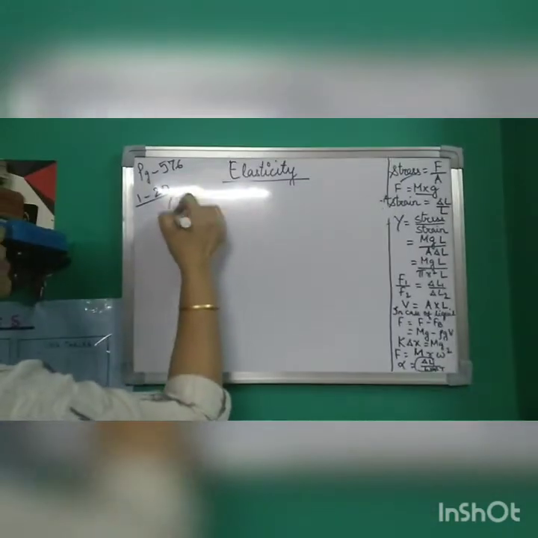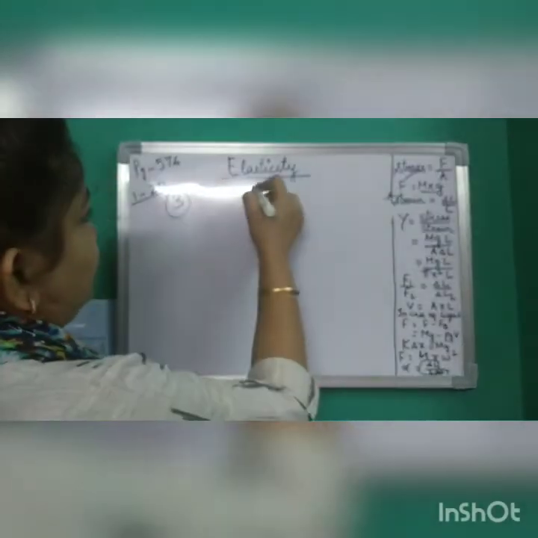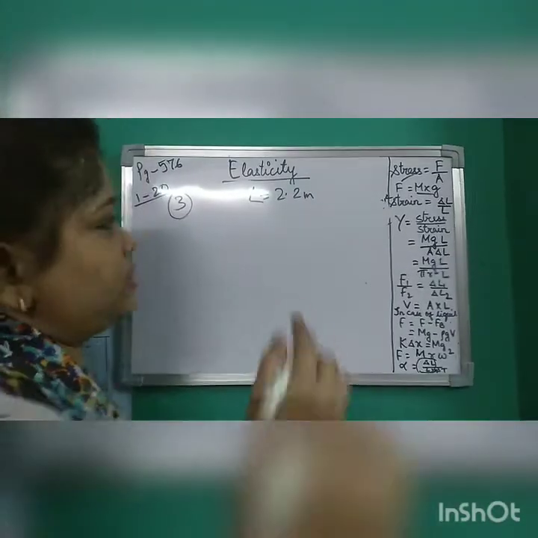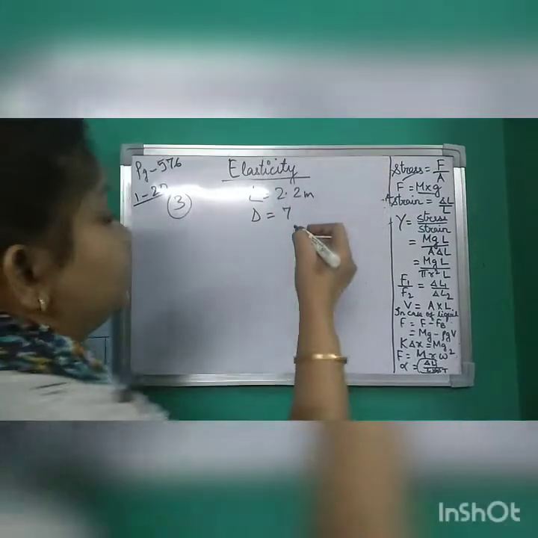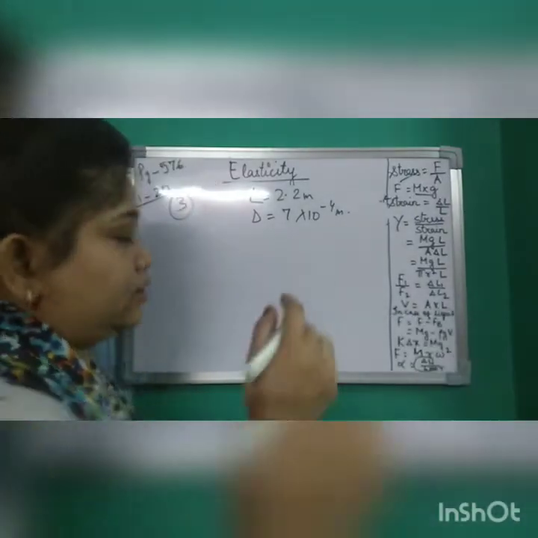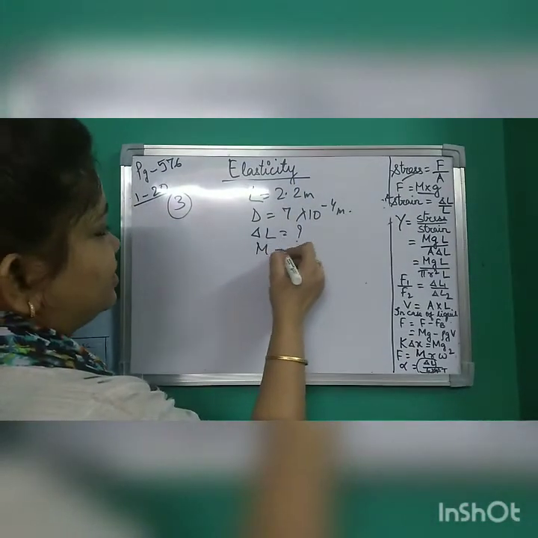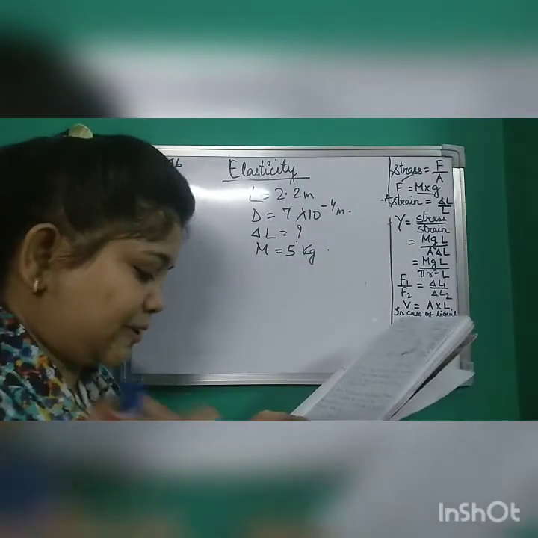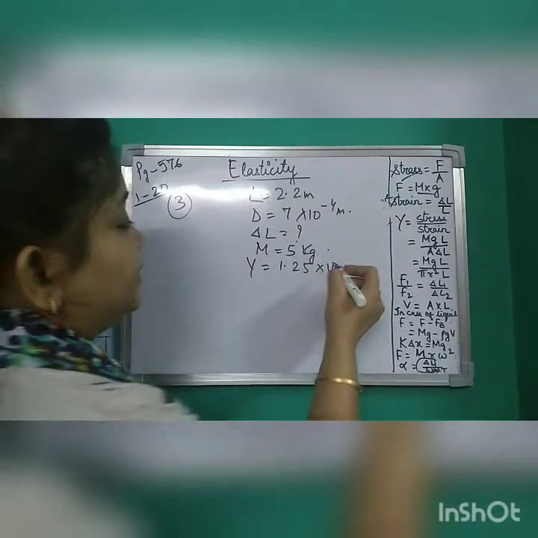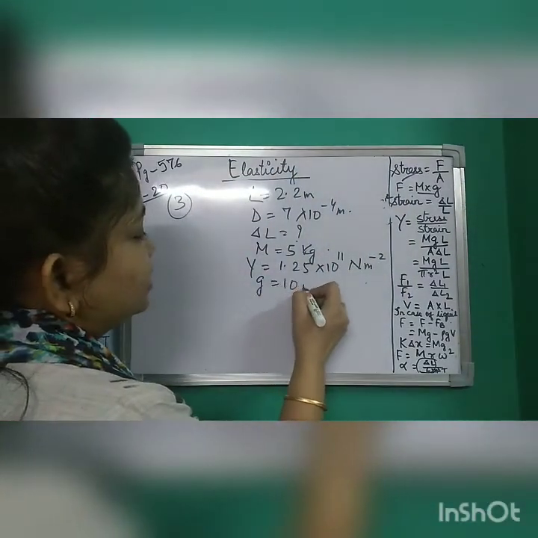Okay, let's see what number 3 sum is telling us. A copper wire has a length of 2.2 meter. So L is given as 2.2 meter. Its diameter is 7 into 10 to the power of minus 4 meter. So diameter D is given as 7 into 10 to the power of minus 4 meter. What will be the elongation in its length? That means delta L, you have to find out. When a 5 kg weight, that means M is given as 5 kg, is suspended, Y, Young's modulus is given as 1.25 into 10 to the power of 11 Newton per meter square. What else is given? G is given as 10 meter per second square.